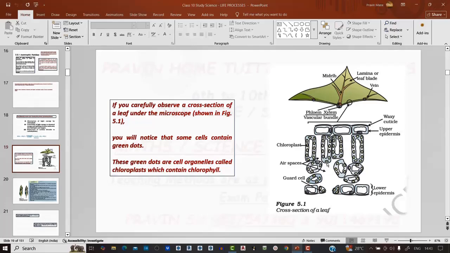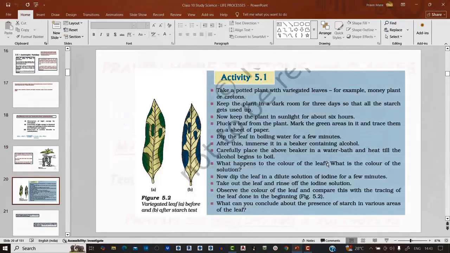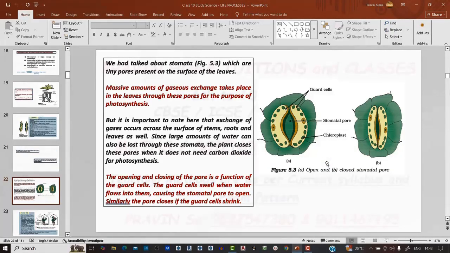Chlorophyll has green color. Now, as we have seen, carbon dioxide and water are taken inside the plant. How do they take them? All these materials are taken through the leaf, stem, and root. But maximum gaseous exchange is done through the stomatal pore.